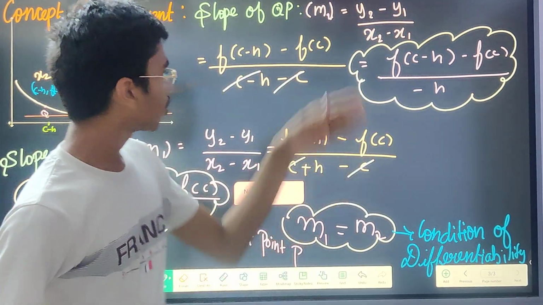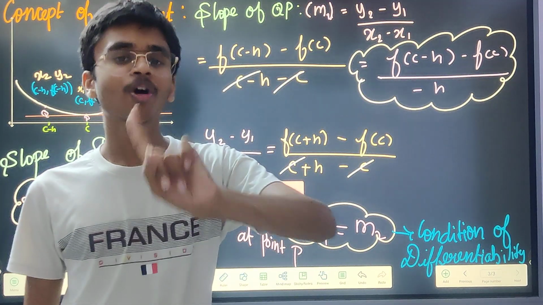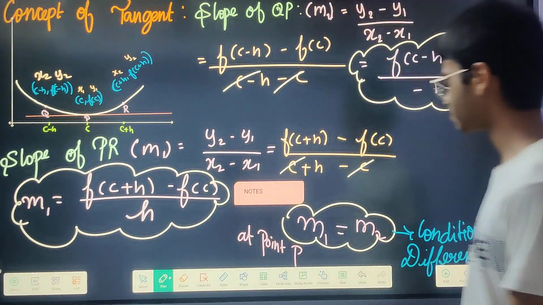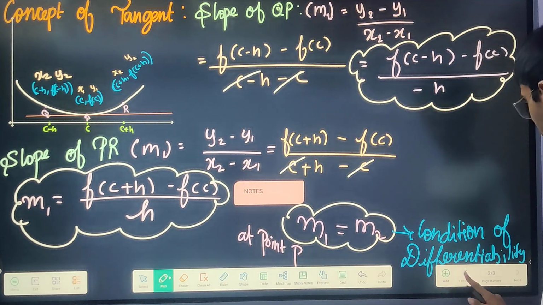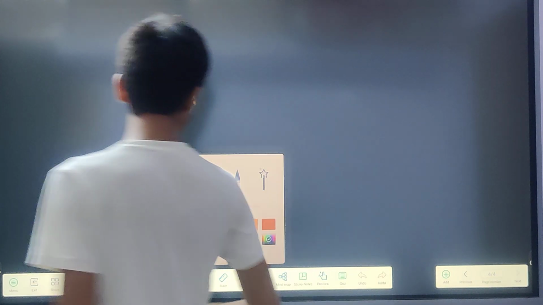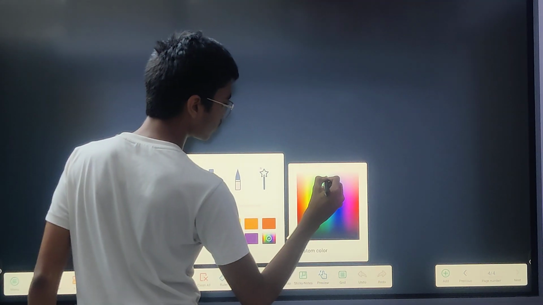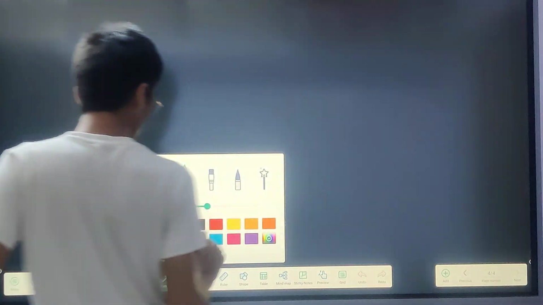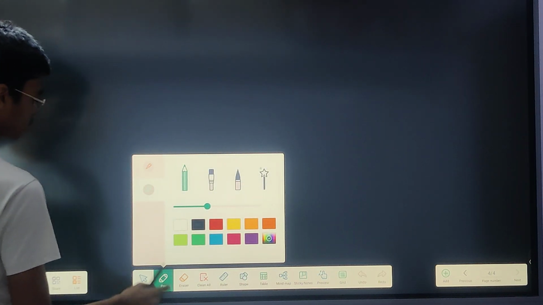If these two are not equal, then you will know that the function is not differentiable. Here, minus h should come. Wait a second. I will write the condition of differentiability in a slightly different, more appropriate way. Don't just use these two equations, use the one I'm about to write.